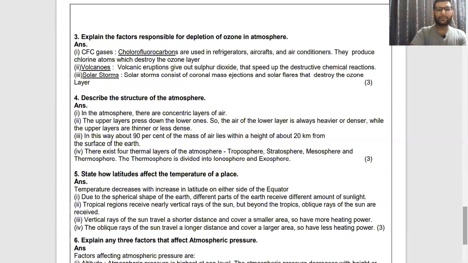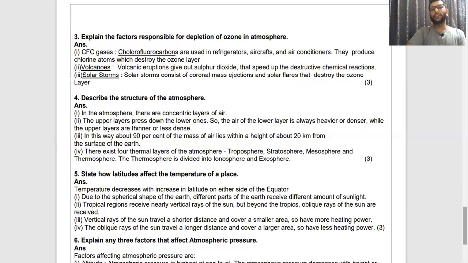Explain the factors responsible for depletion of ozone in atmosphere. So the very first one, our favorite, CFC gases, chlorofluorocarbons. They are utilized in refrigerators, aircrafts, air conditioners. So they produce the chlorine atom which eventually go and affect the ozone layer. We studied about that. Second is the impact of volcanoes. When a volcanic eruption is taking place, it gives out sulfur dioxide that speeds up the destructive chemical reactions. That again affects the ozone and depletes it quicker and faster.